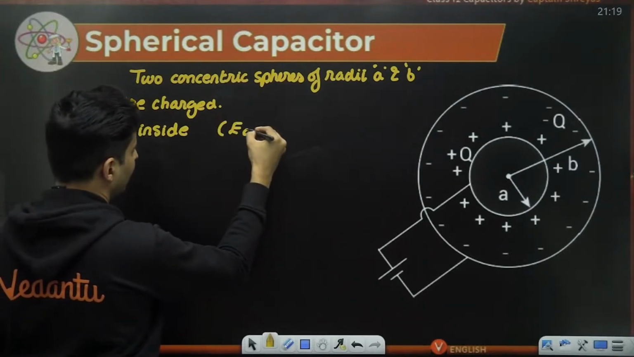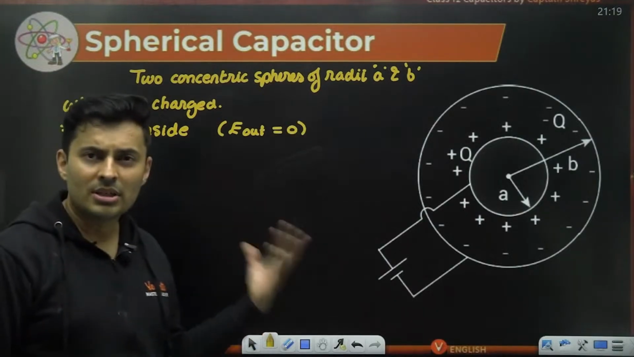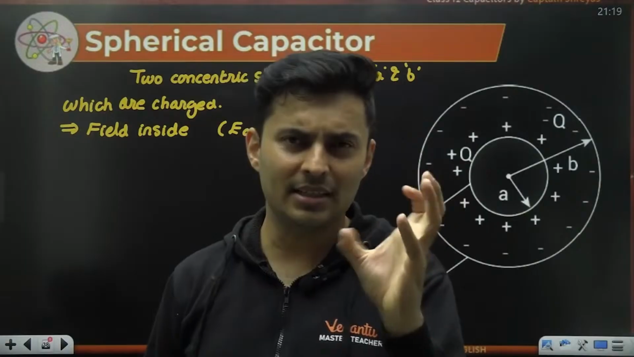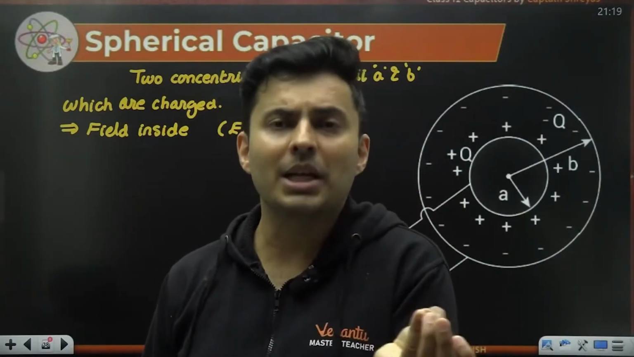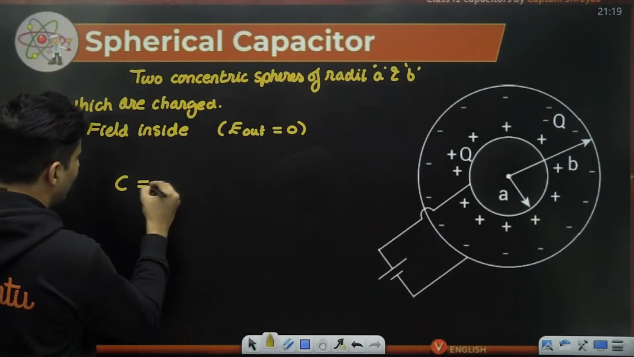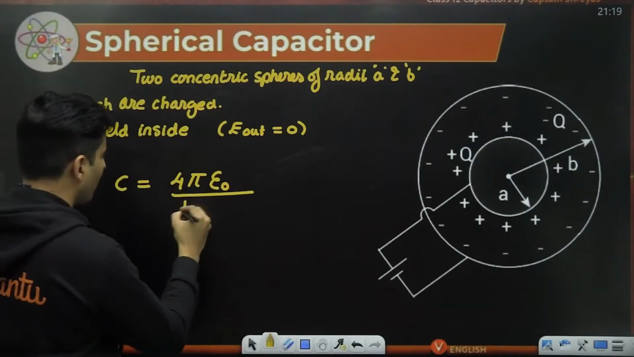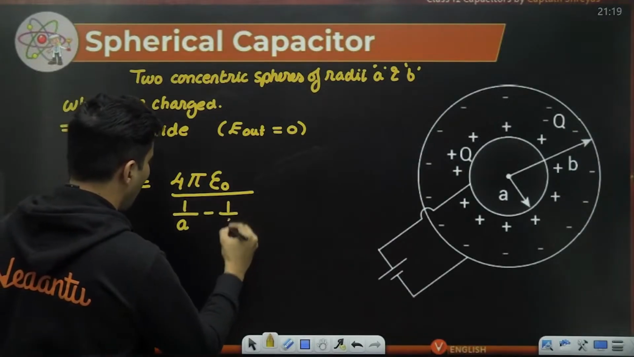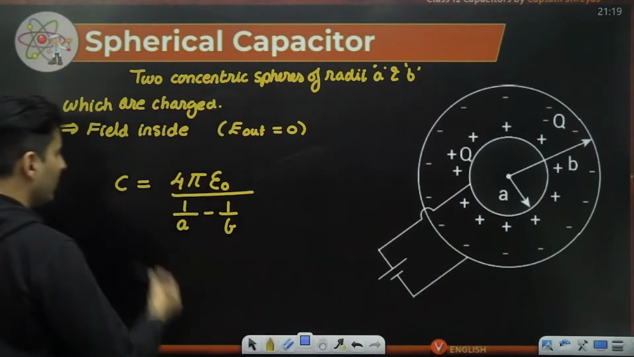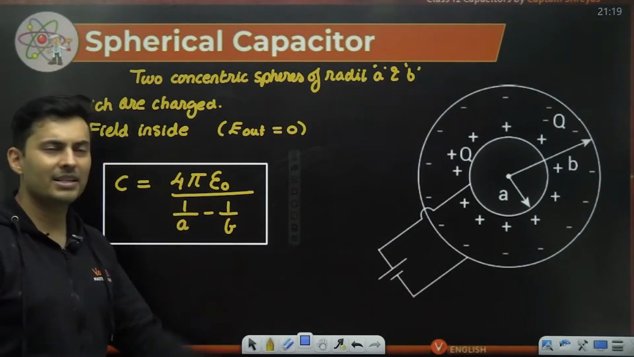Remember, again, the electric field outside will be obviously 0. Using the same derivation method, you show charge is proportional to the voltage, and that constant of proportionality basically becomes your capacitance. You get the capacitance value as 4 pi epsilon naught, whole thing divided by 1 by A minus 1 by B. That's the difference. Here you will get 4 pi epsilon. For parallel plate, it was just epsilon. For cylindrical, it was 2 pi epsilon. So 4 pi epsilon, 1 by A minus 1 by B.